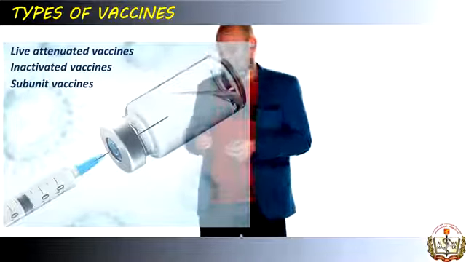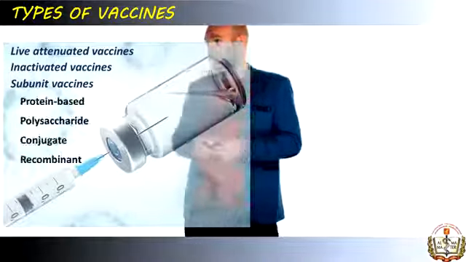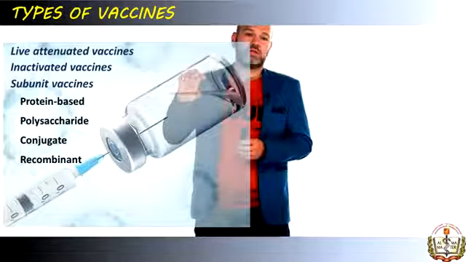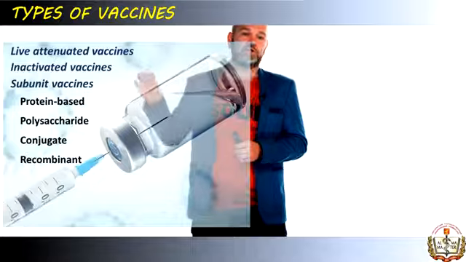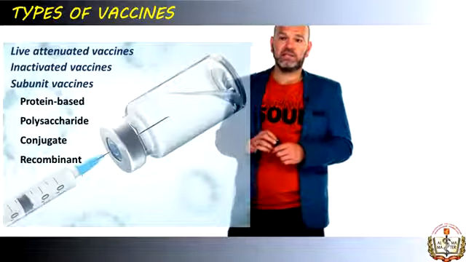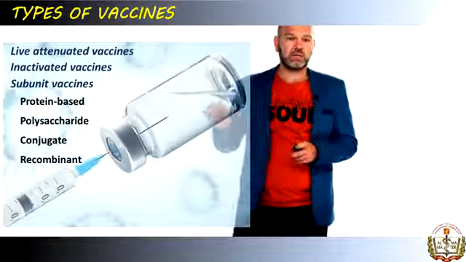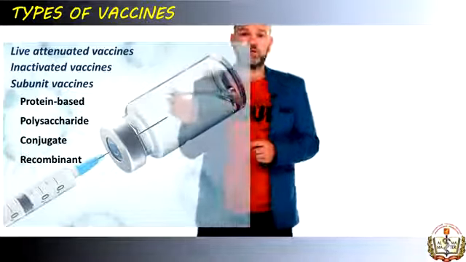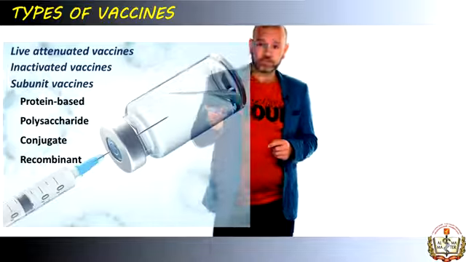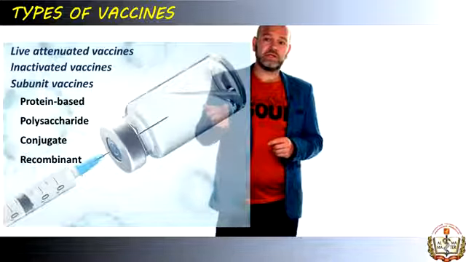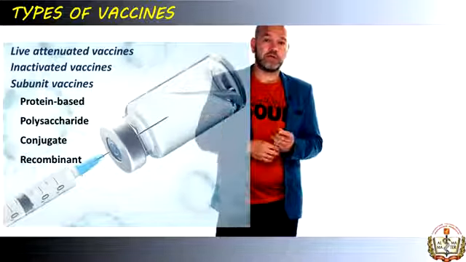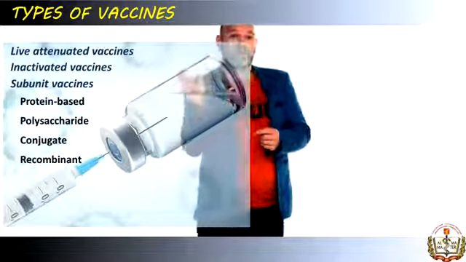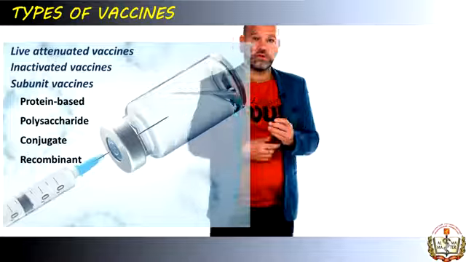Subunit vaccines can be of several types. We have protein-based vaccines, which contain only a protein antigen of a bacteria. As an example, we have DTaP, the acellular pertussis vaccine, because some portion of kids can have an allergy to a cell component of Bordetella. So we have that subunit vaccine which contains only the immunogenic part, not the whole cell.